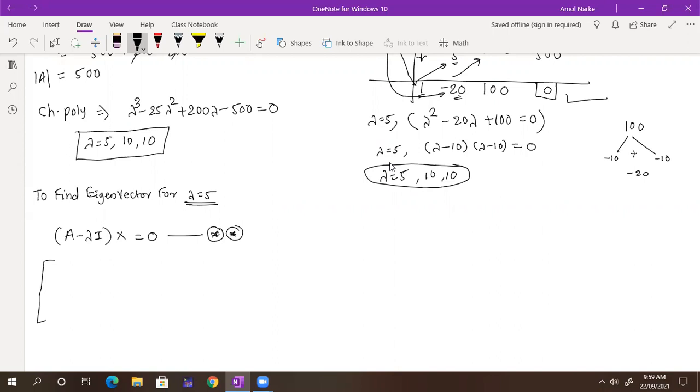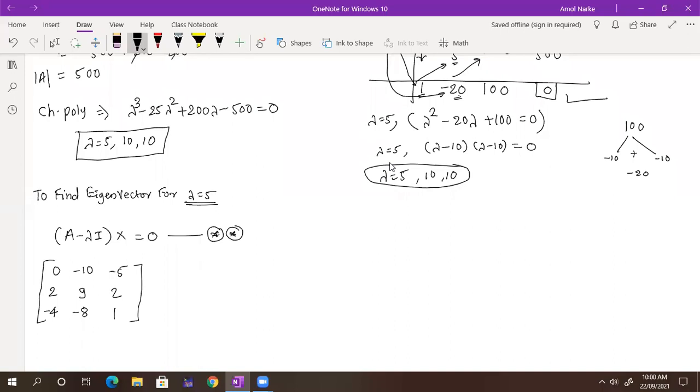Value of A minus lambda I, where lambda is nothing but 5. So all diagonal elements are 5. Subtract 5 from all diagonal elements and the rest of the elements stay as they are. 0 minus 10, 0 minus 5, minus 10, minus 5. Very good. What is next? 2, 9, 2 again 2. Minus 4, minus 8, 1. This is nothing but A minus lambda I.